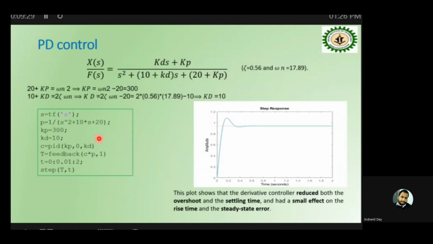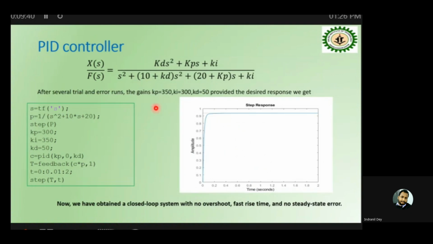Next, we have introduced the PD controller. This is the script for the PD controller, and this is for PID action. We can see in the final response of the PID controller that the process is tracked very efficiently, with no overshoot and no steady state error. So this is the script. Next time we will look at another example of how we can design a PID controller for a particular system.